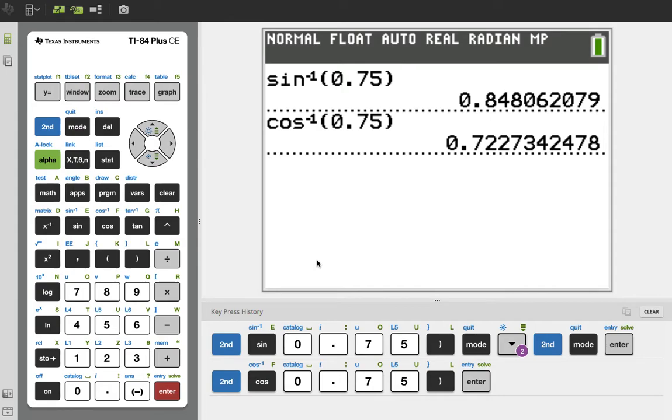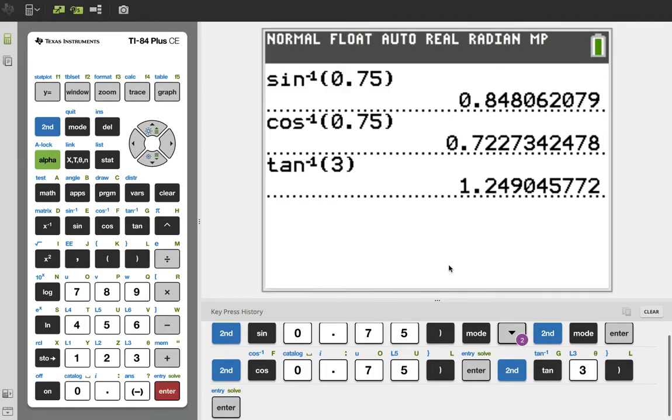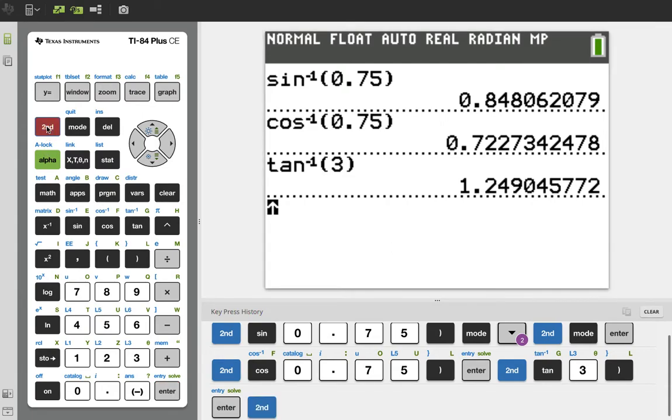And then the last one here, it says arctan of 3. Now don't be scared about the 3. The 3 is fine for tangent. I can get 3 out as a value from tangent, so I can plug 3 into arctangent. So I'm going to hit second inverse tan, put in 3, and it's going to spit out a value, 1.249.